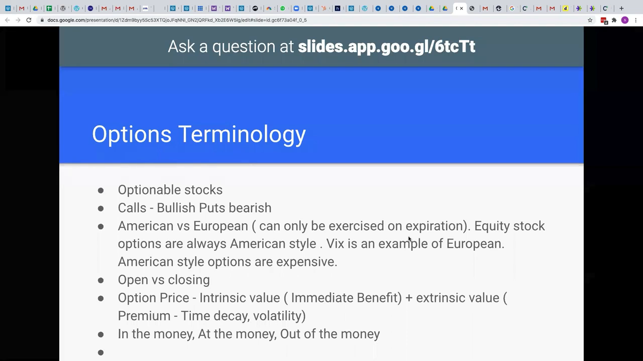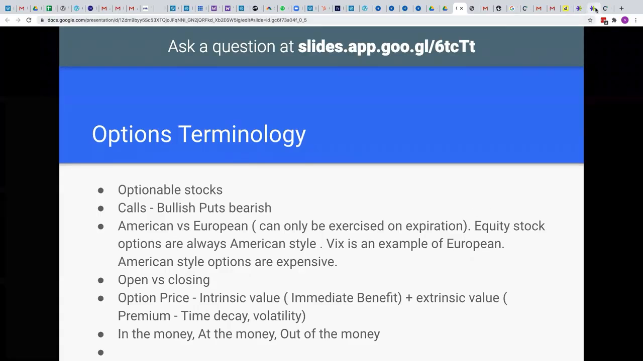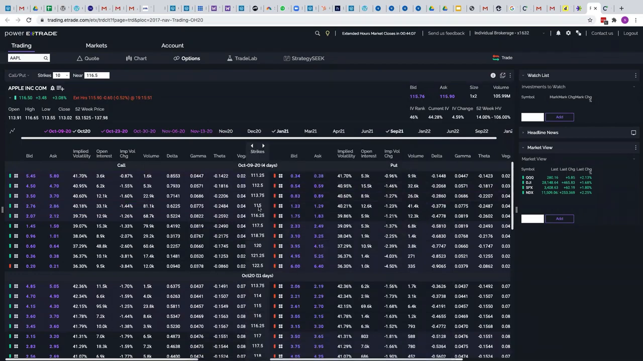So option price, this is very, very important. Option price is made up of two components. One is intrinsic value and one is extrinsic value. Let's look at this, right? Let us look at here. Let's take the example of $115. Let's take this option, right? What is intrinsic value? Intrinsic value is the value that is related to the stock movement. If I take this 115 call, the call price is at $2.86. But what is the corresponding stock price? It is at 116.50.